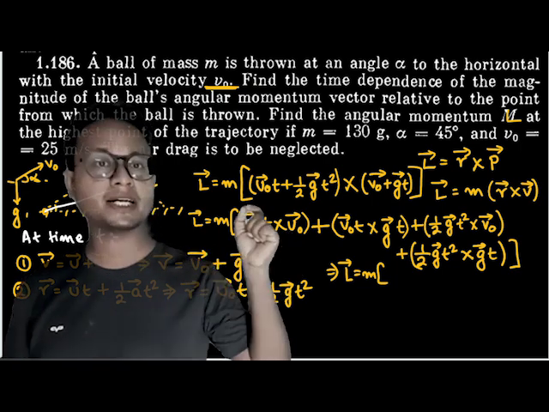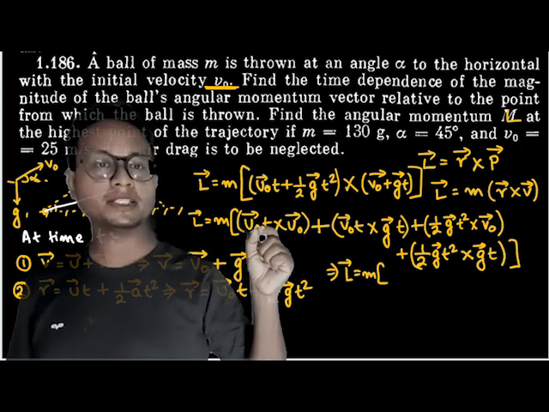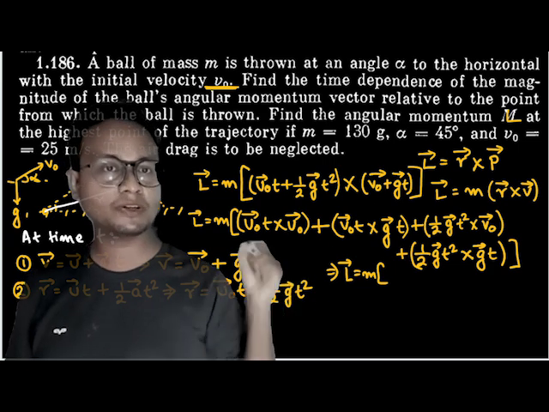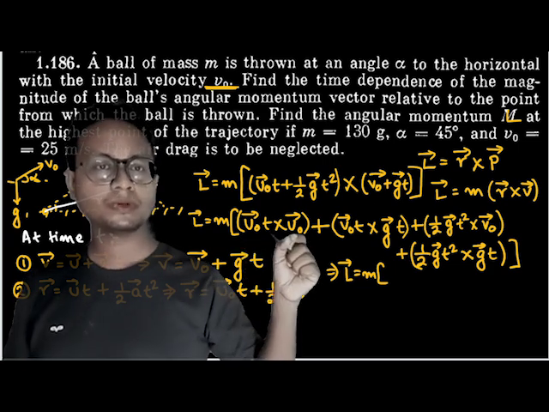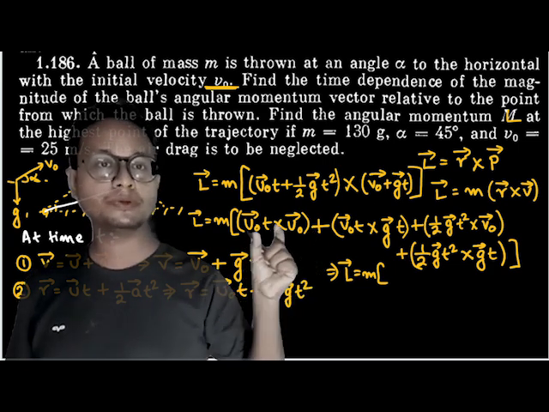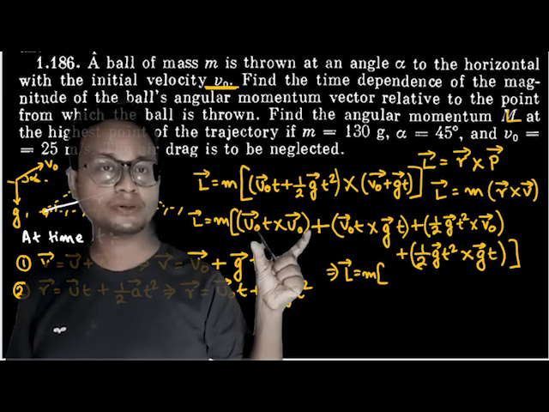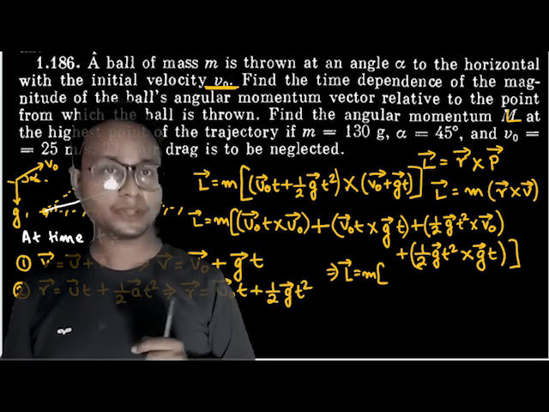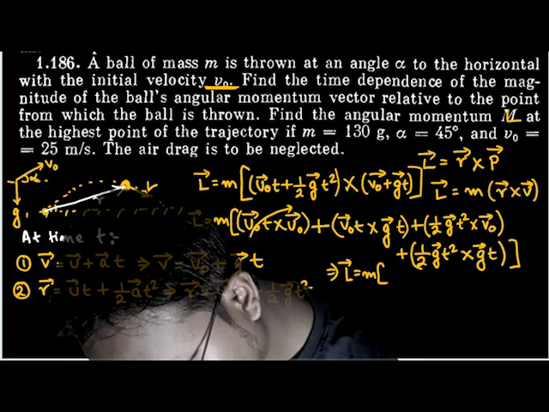Magnitude of A into magnitude of B into sine theta, isn't it? So what is the angle between this V naught and this V naught? 0. Both are the same vectors, so magnitude of this into sine of 0. So sine of 0 becomes 0. So this entire term becomes 0. Understood? This entire term will become 0.